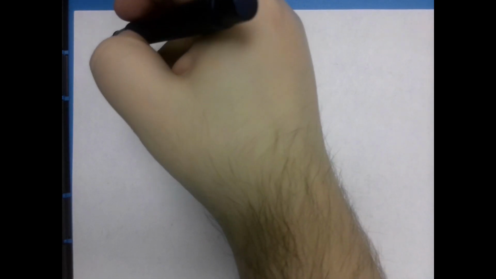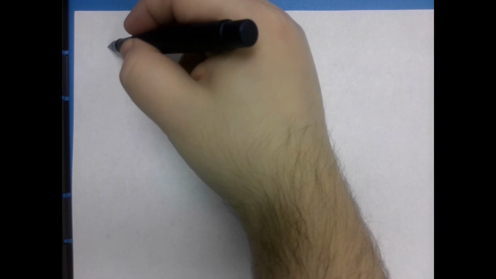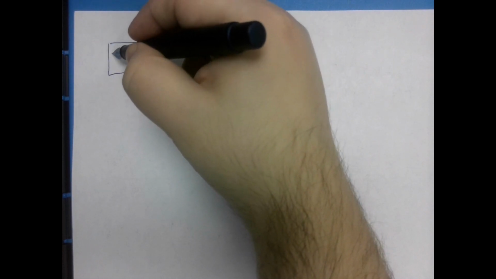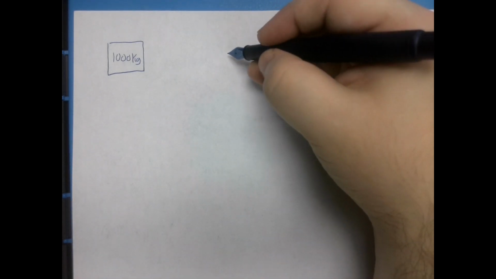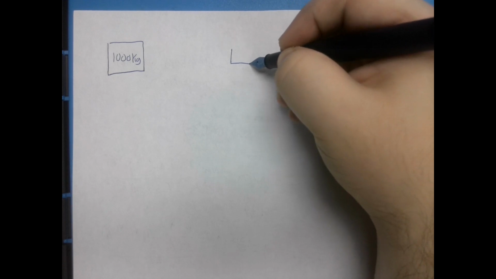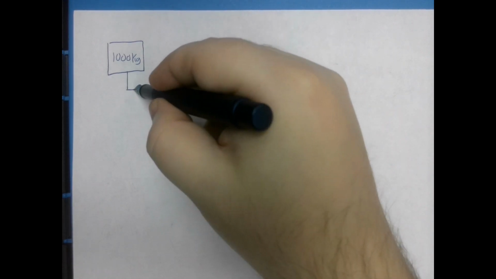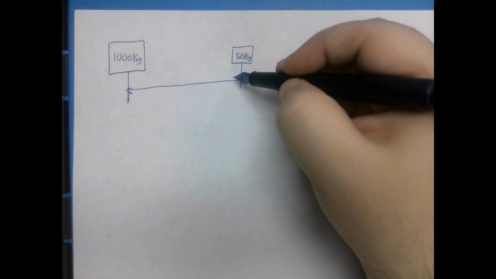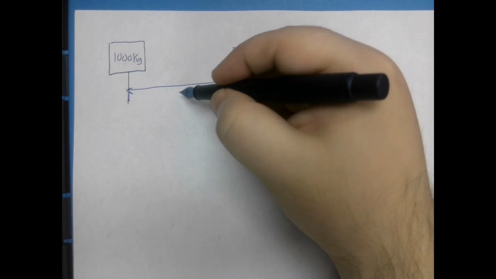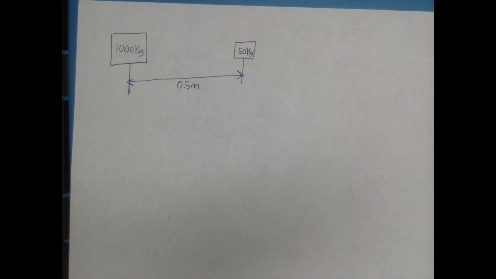So suppose we had a 1,000 kilogram block and a 50 kilogram block separated. Again, we measure from the centers by 1/2 meter. What would be the gravitational pull on each object?